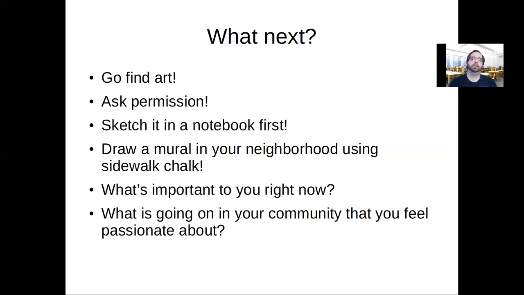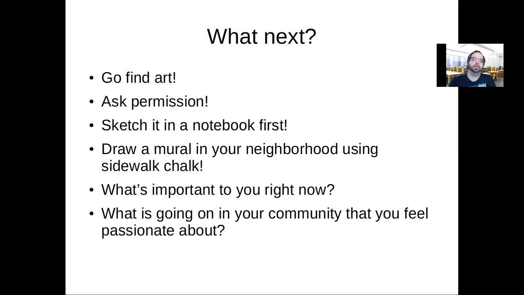Talk to the grown-ups that are responsible for you and talk about your ideas. If you want to go outside and make your art on the sidewalk or the side of your building, maybe have your grown-ups help you talk to your landlord or supervisor. And talk about your idea, and then draw a mural in your neighborhood using sidewalk chalk. It's temporary, it'll wash off, but it'll be a good way to practice expressing yourself through art and letting other people see that.